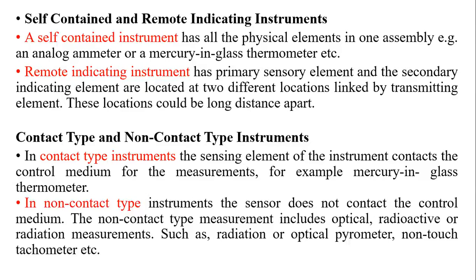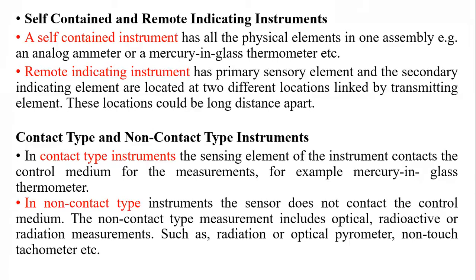Your sensor is somewhere else, and your indicating devices are somewhere else, and you are operating the system remotely, not exactly on the same location. You will be at some place, and your instrument will be at some place. So there will be some kind of distance. So this is called the remote indicating instrument.